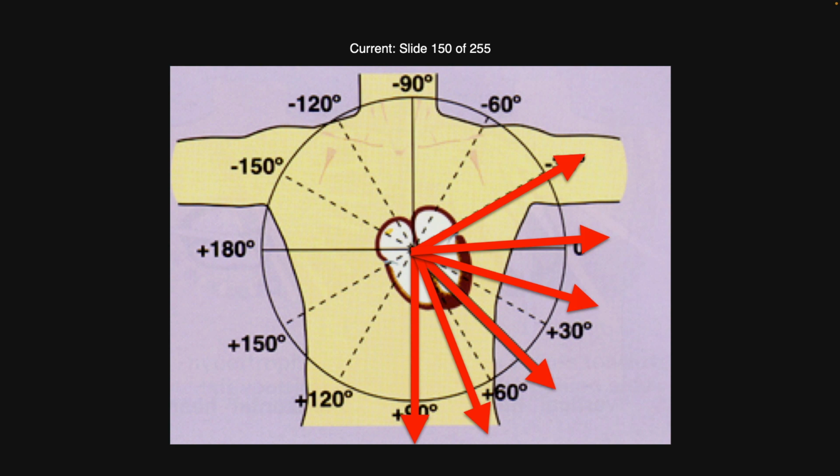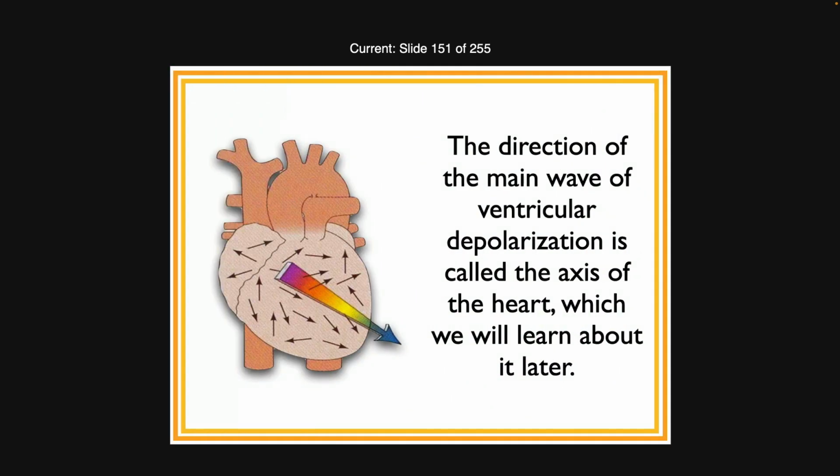So that's a very different picture from our original one in the fall where I said it just all goes that way. That's not really true in many cases, but anything there is normal. The direction is called the axis of the heart, and we're going to learn about that in a few weeks.